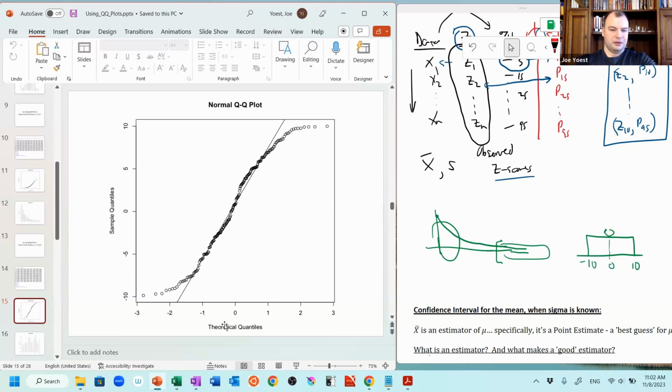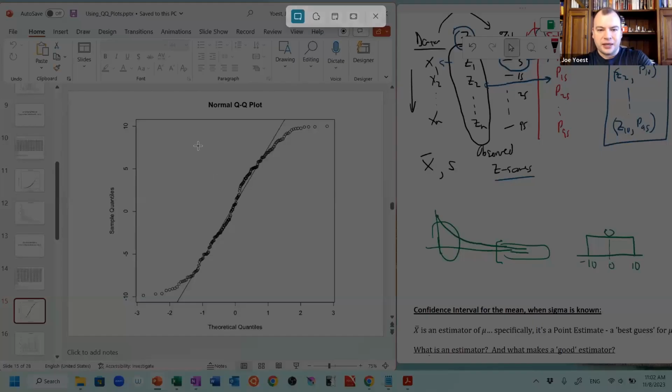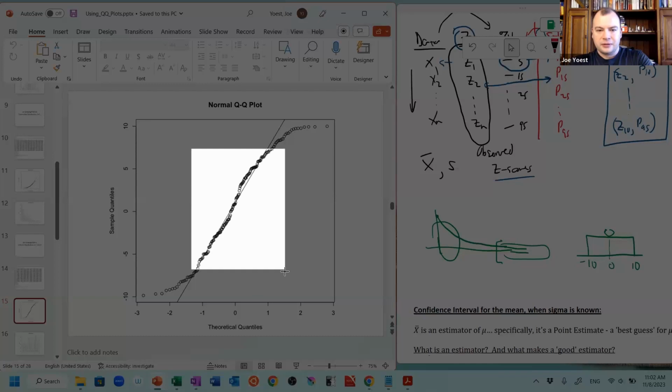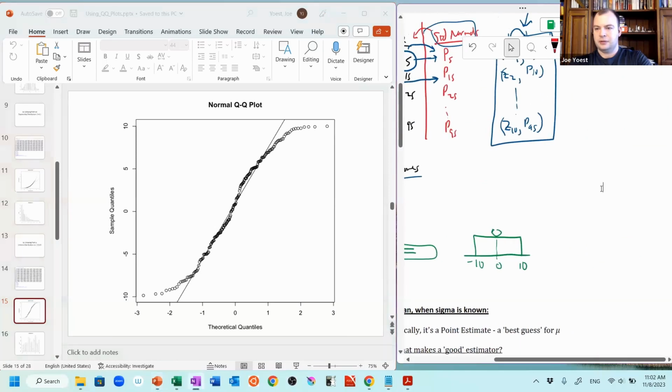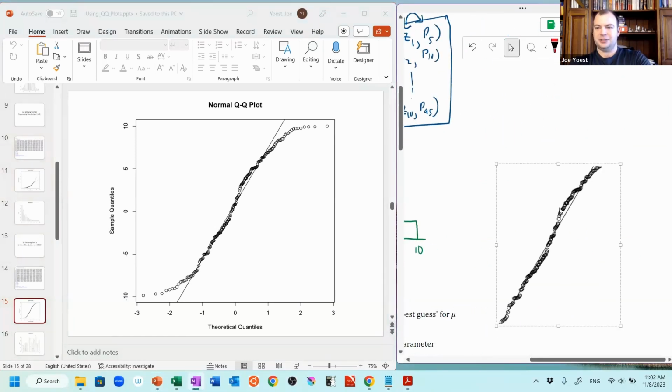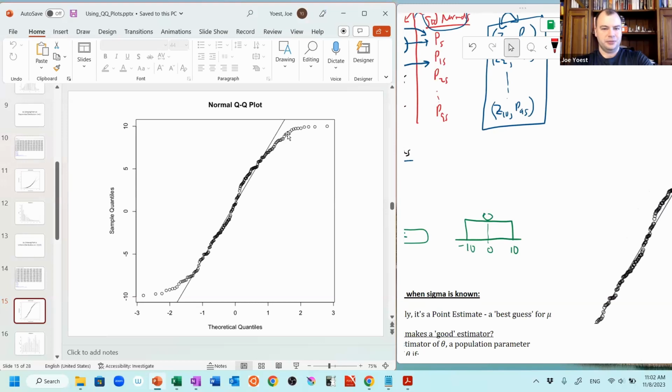So on the theoretical quantile side of things, maybe from say -1 to +1 or so, if I just clip this, let me actually do it so I can show you exactly what I'm talking about. If I actually just showed you this chunk of the QQ plot, you'd say, oh yeah, normal distribution, no question. But where we really see the deviation is out here in the tails, in the high or low z-scores.